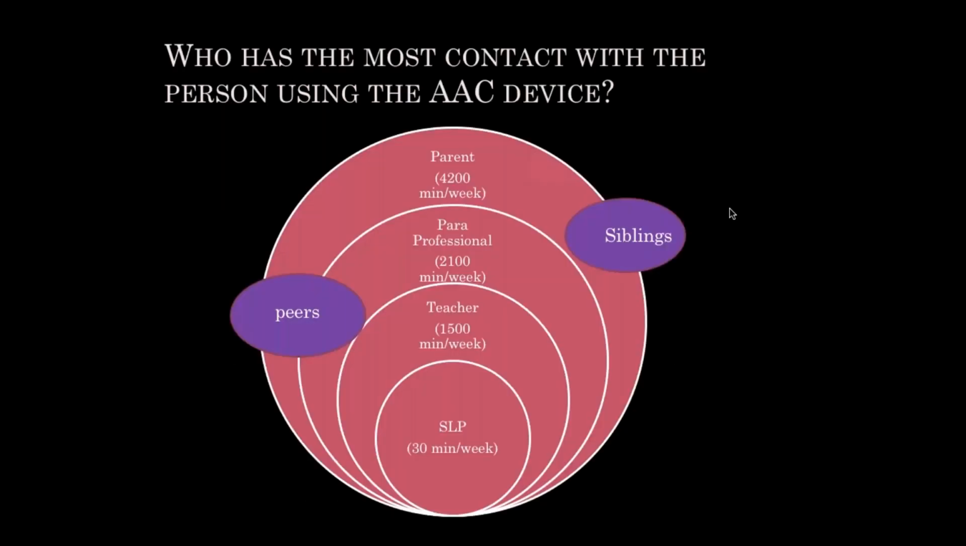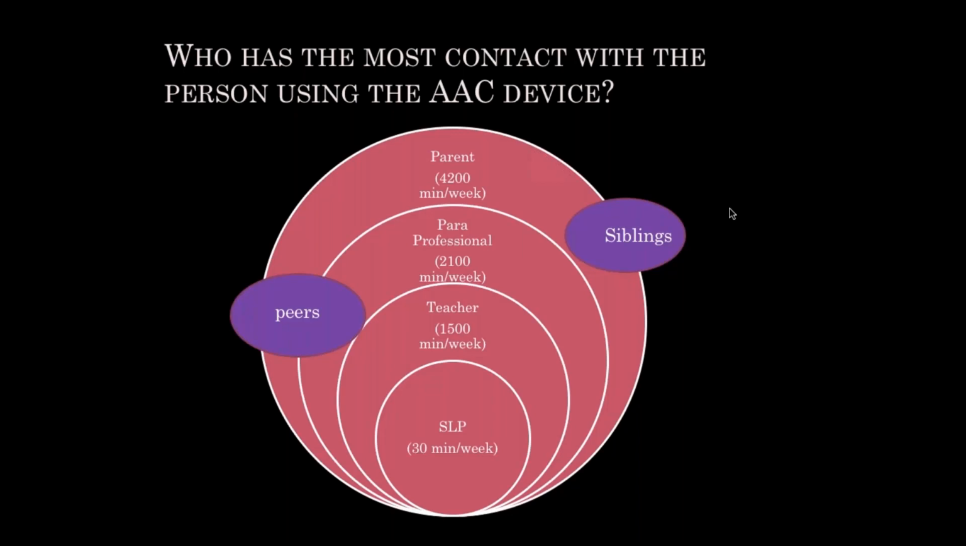Okay, so when I started to think about this more several years ago, I broke it down. These are approximations of what I typically see. The speech language pathologist comes in about 30 minutes per week working with that child. The teacher is around 1500 minutes per week, and the paraprofessional is 2100 minutes per week. And then the parent is 4200 minutes per week.